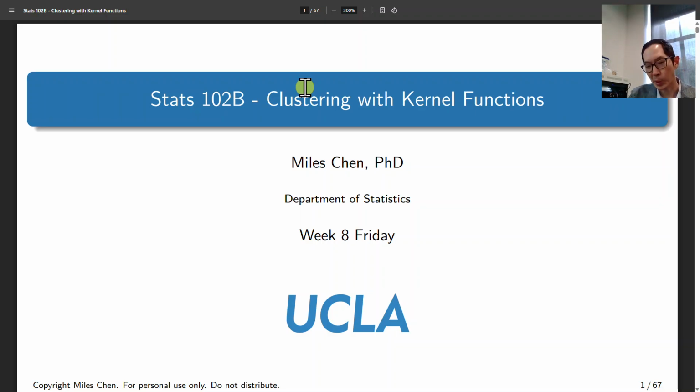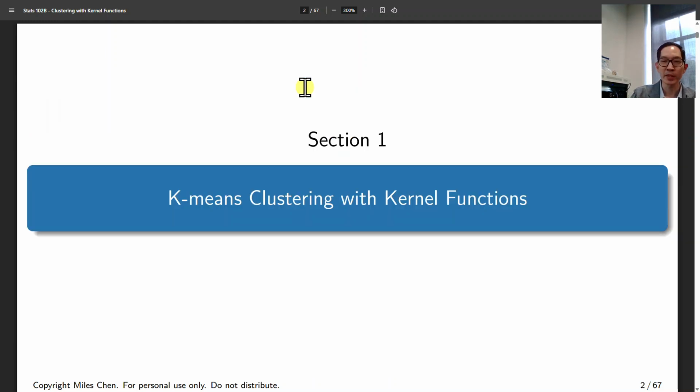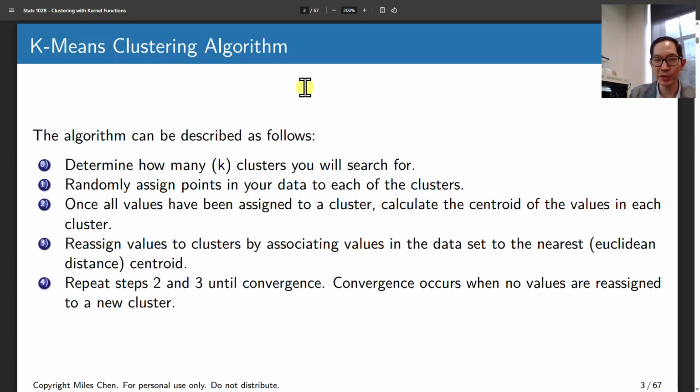And then next week, we will introduce the EM algorithm, which incorporates probability distributions onto our clustering methods. So we'll take a look at both of those. Okay. All right. So k-means clustering with kernel functions.